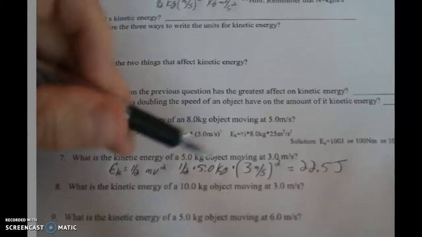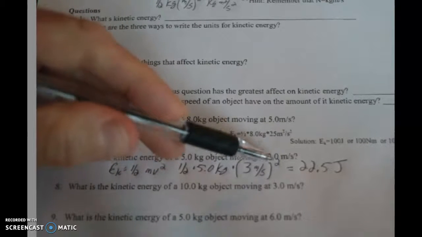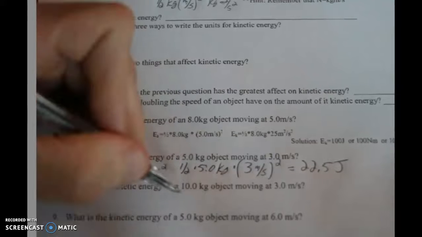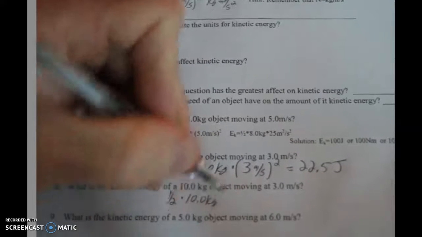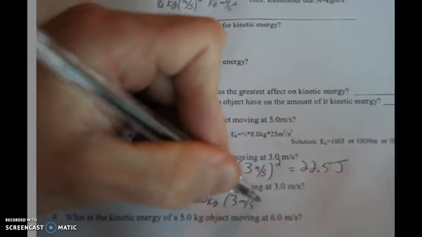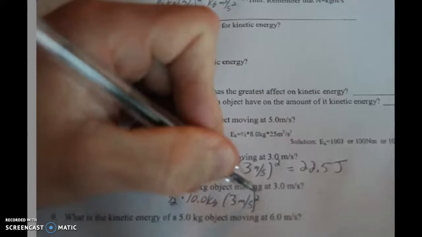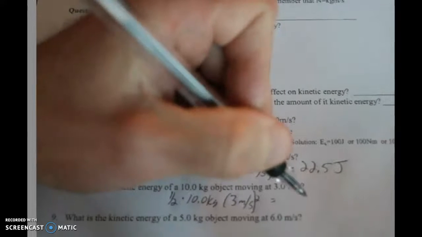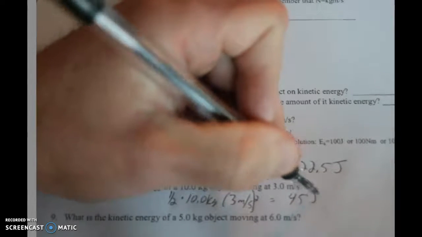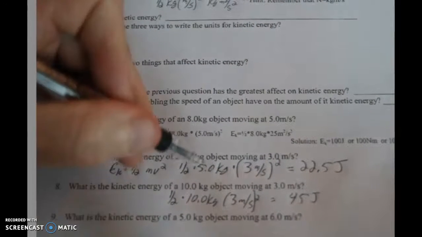Now, number 8 is giving you the same velocity. It's just doubling the mass. So you'd have 10.0 kilograms here. You'd have the 3 meters per second, that whole thing squared, that whole velocity squared. And when you do this, when you double the mass, what you would see is that the kinetic energy just doubles. Pretty straightforward.